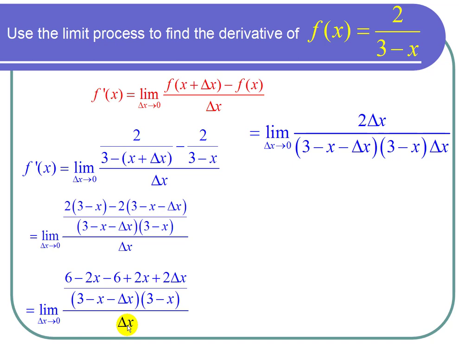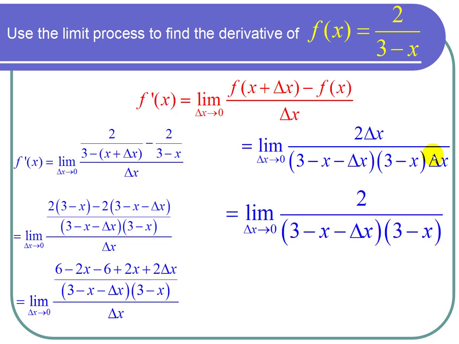And take a look on the numerator. I have a delta x. In the denominator, I also have a delta x. And those can cancel. So I now cancel. And I get the limit as delta x approaches 0. Now I have 2 over 3 minus x minus delta x times 3 minus x.